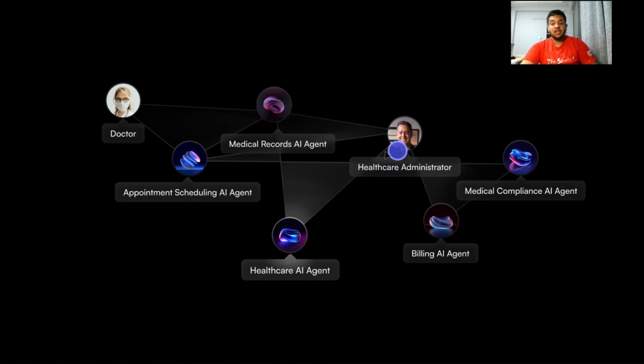Fifth is healthcare administration in the top right section. Here we can see the healthcare administration. It basically handles the non-clinical operation. It collaborates with AI agents to reduce manual workload.